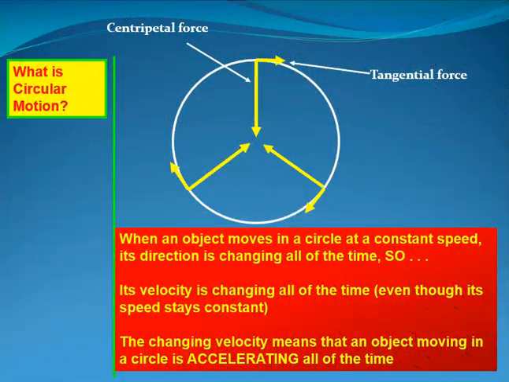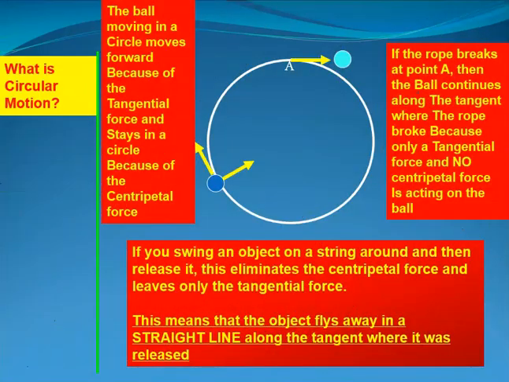So when an object moves in a circle at a constant speed, its direction is changing all the time. So its velocity is changing all the time, even though the speed stays constant. The changing velocity means that the object moving in a circle is accelerating all the time. So the ball moving in a circle moves forward because of the tangential force and stays in the circle because of the centripetal force.